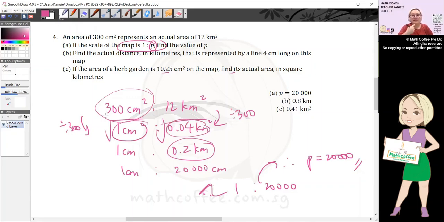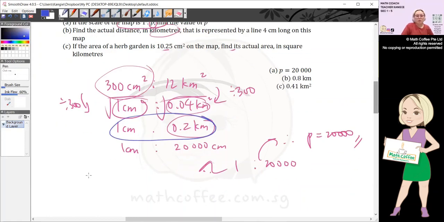Now they ask you to find the actual distance for 4 cm. Easy already. Then they say in km, right? So of course, I'm going to use this one. So you will say times 4. So it becomes 4 cm and 0.8 km. So very straightforward. Okay, part C, area scale.